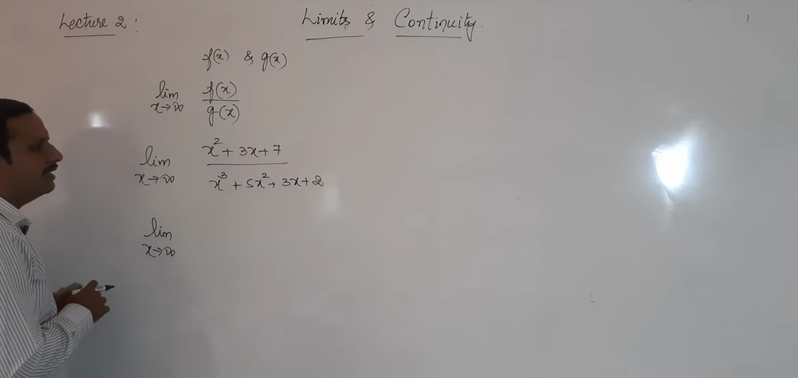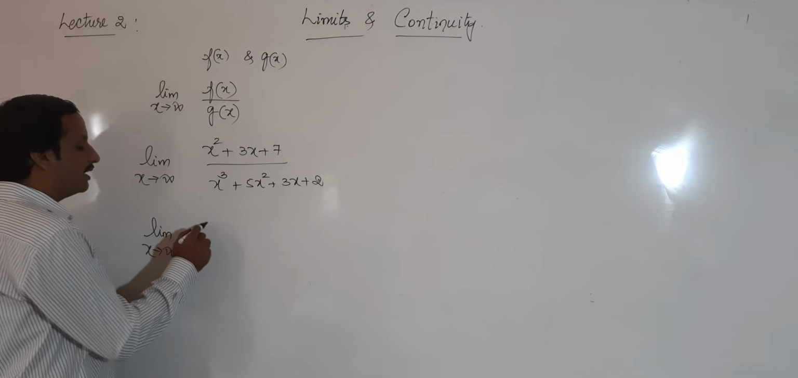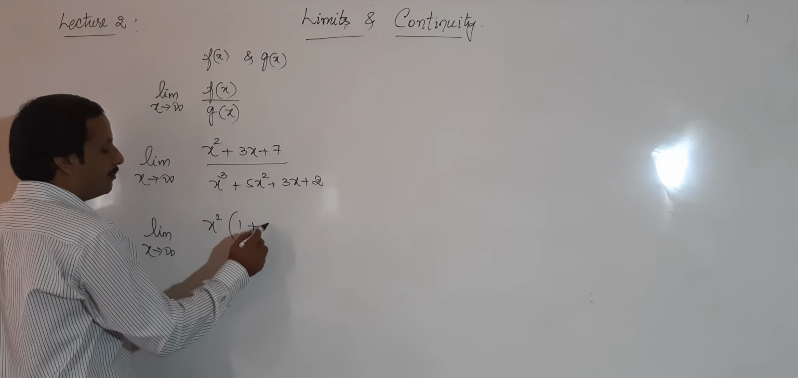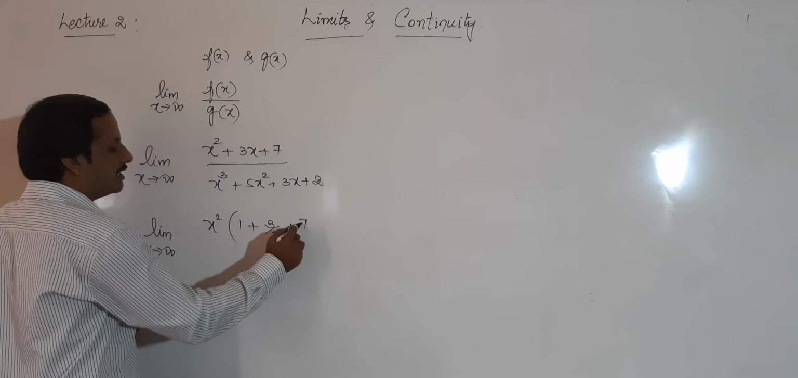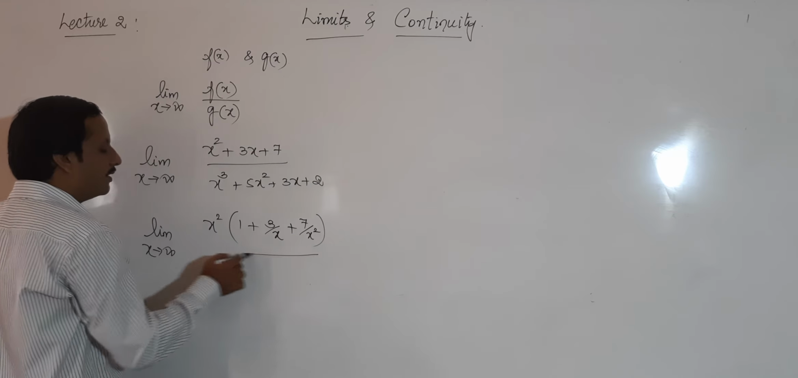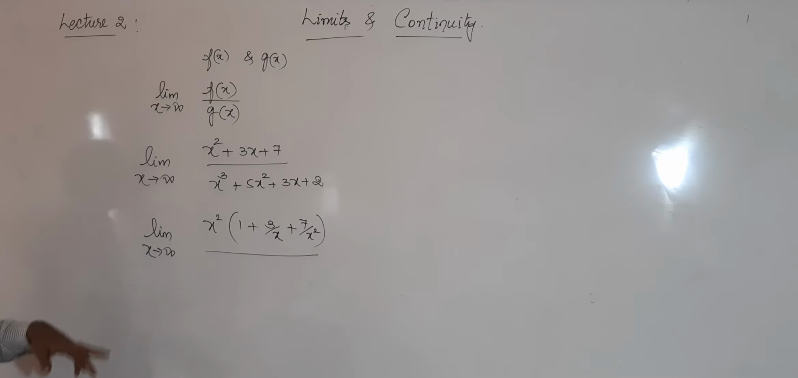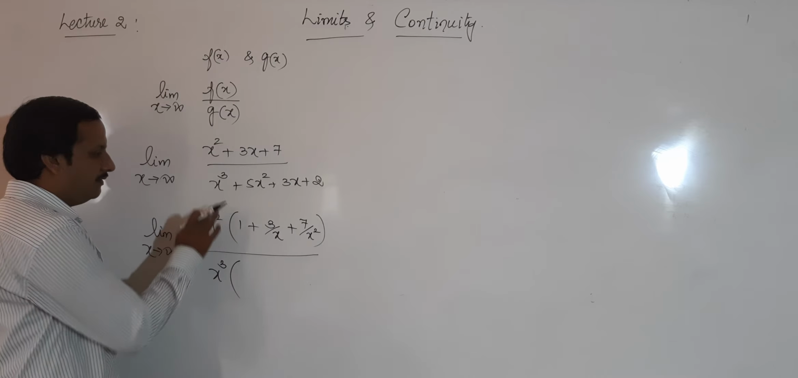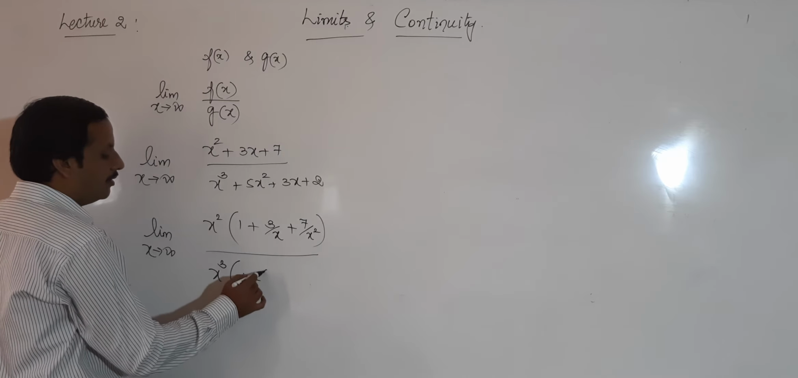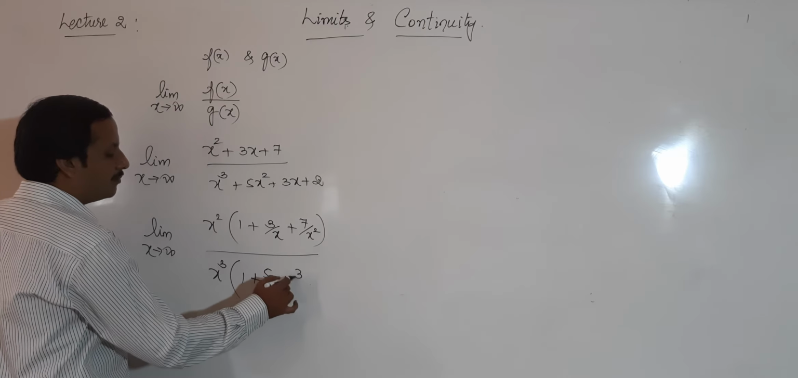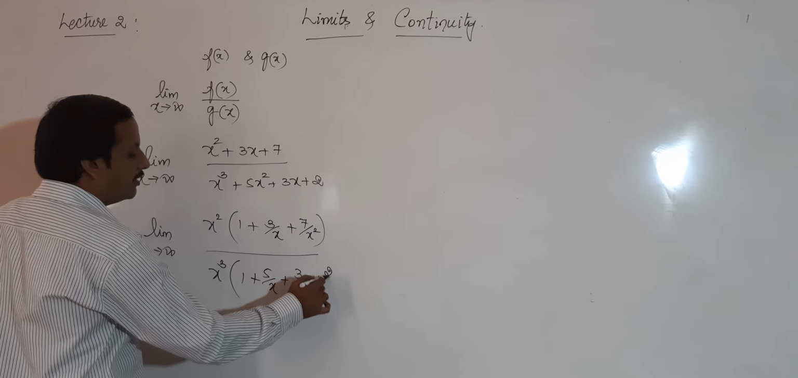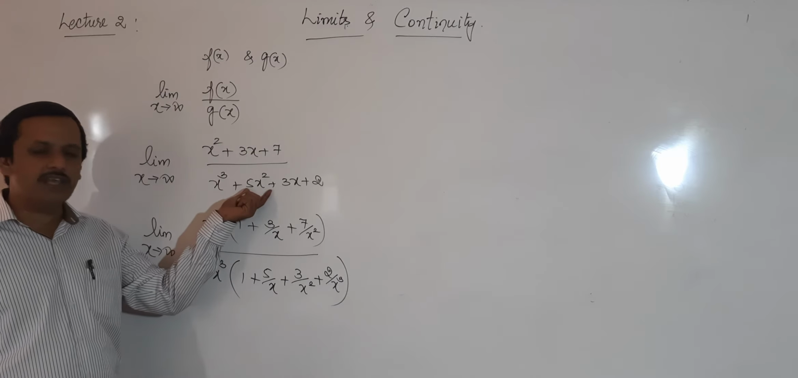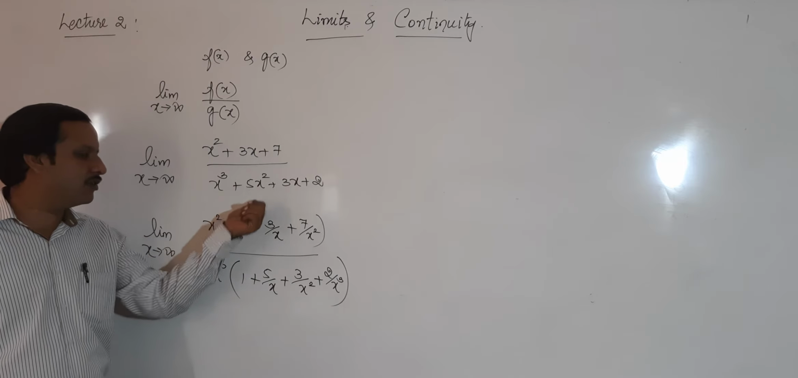in the numerator, I will take x square as a common factor. If I take x square as common, what will remain here? 1 will remain, plus here 3 by x will remain, here 7 by x square will remain. In the denominator, I will take x cube as common. If I take x cube as common, then what will remain here? 1 plus 5 by x plus 3 by x square plus 2 by x cube. From 5x square, if I take x cube out, 5 by x will remain.